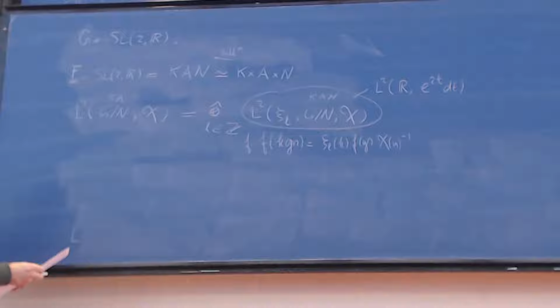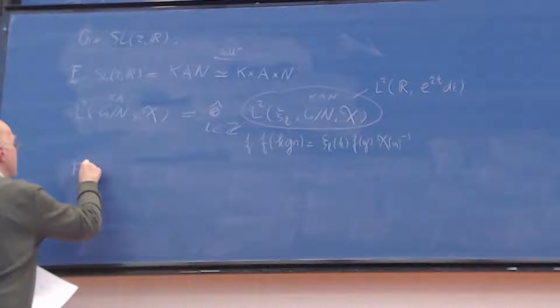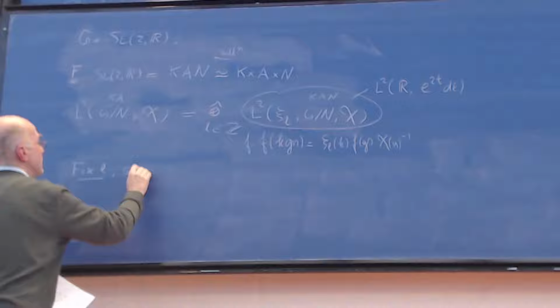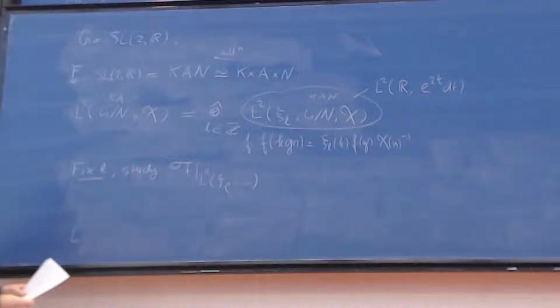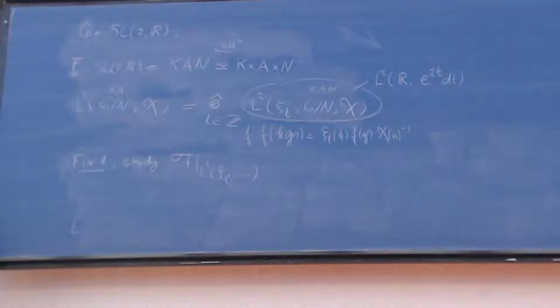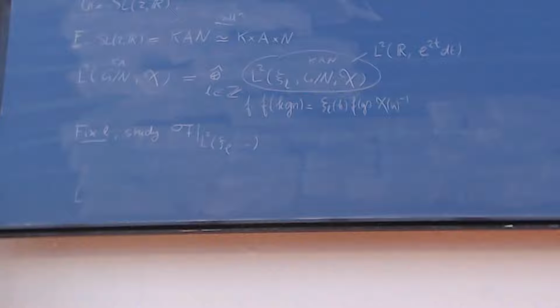So now, the idea is to fix L and study a suitable Fourier transform restricted to this space L2 of psi_L, etc. This is the idea. And so we have to build somehow a Fourier transform. Now, in the context of representation theory, this is done by taking suitable unitary representations and taking their matrix coefficients. The matrix coefficients will be functions on the group. And the idea is that in this way you can create your exponential functions of a Fourier transform. So I cannot explain how this goes. This is really Lie group theory, and I promised that no knowledge of Lie group theory would be needed.